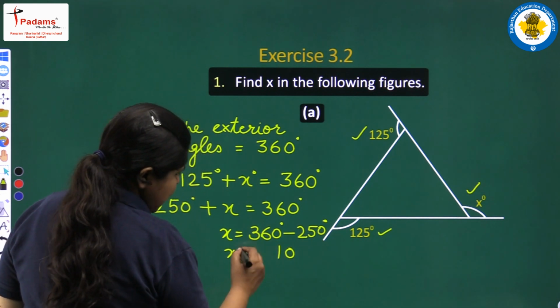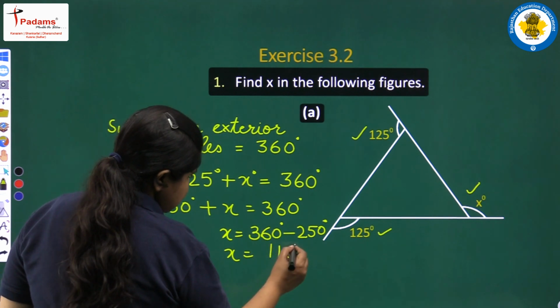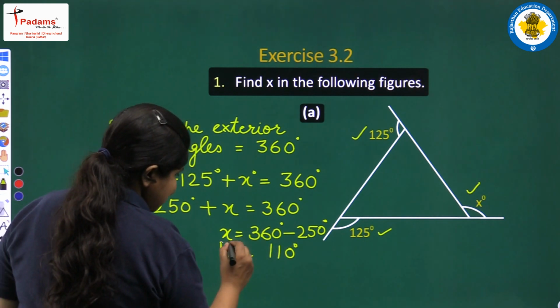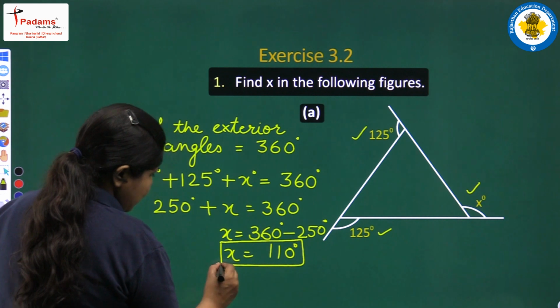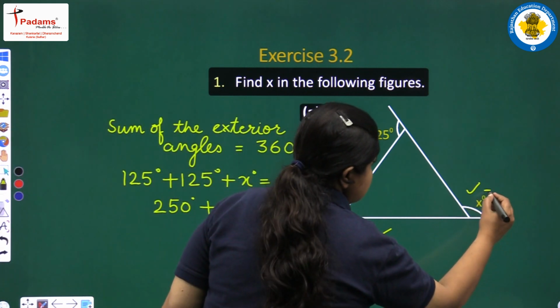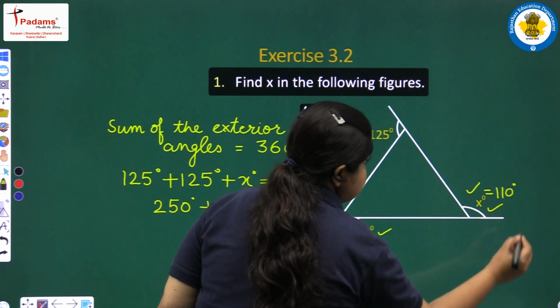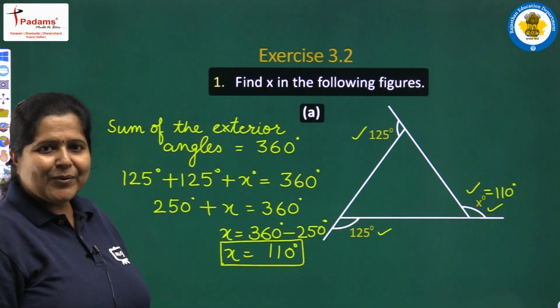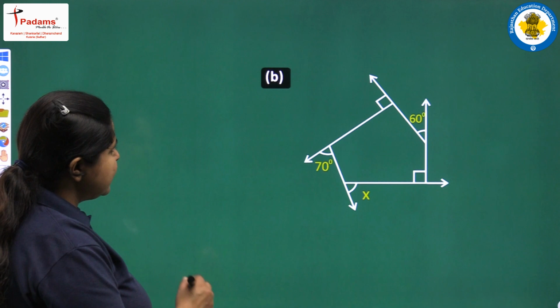6 minus 5 is 1 and 3 minus 2 is again 1, 110 degrees. So, this is the value of x which was asked. It is equal to 110 degrees. Clear to you? Then we have one more figure with us.